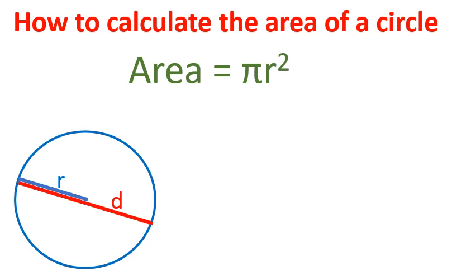As shown in the image here, the distance all the way across the circle, the red line, is the diameter, and half of the diameter is the radius. So the distance from the edge to the center of a circle is the radius.